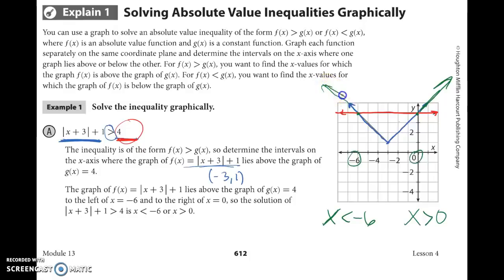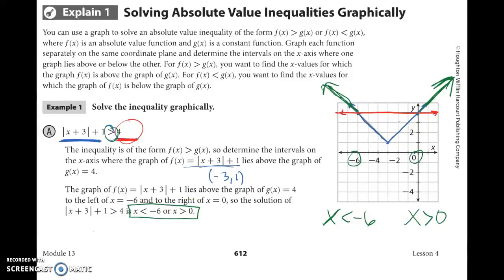So we're looking for when this is true and when this is true. If it had said less than, then we would be looking below. Where is it below that y equals 4? But it's not, it's above. It's asking for where is it greater. So our solutions here are x is less than -6, or x has to be greater than 0.